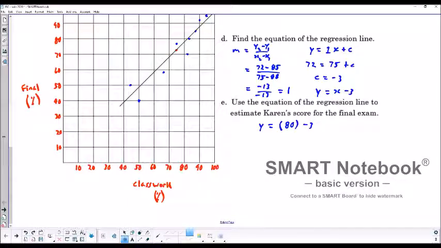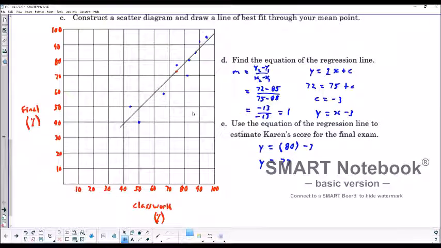And there was a 1 in front, that's the gradient. And so it turns out that if we're using this equation to find the score for a final exam, if the equation was done correctly, see, there's all kinds of things that can go wrong with this.